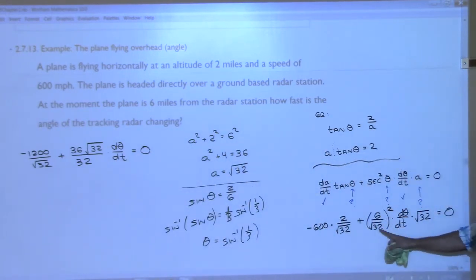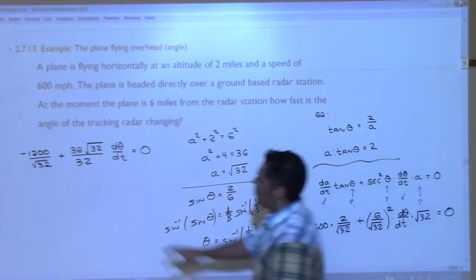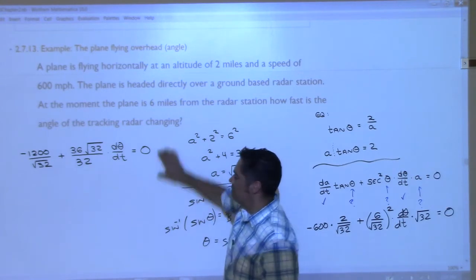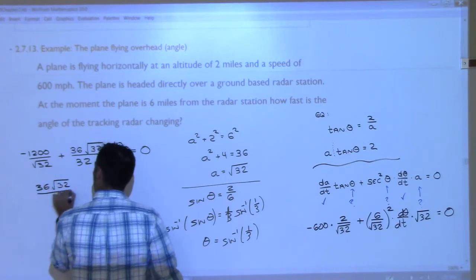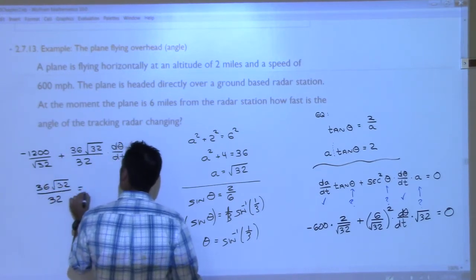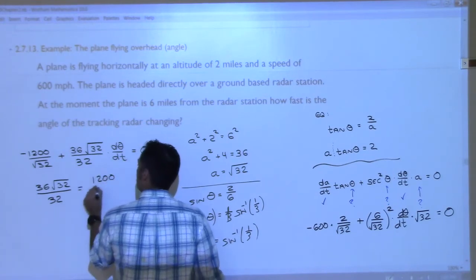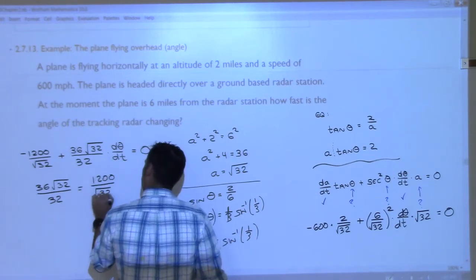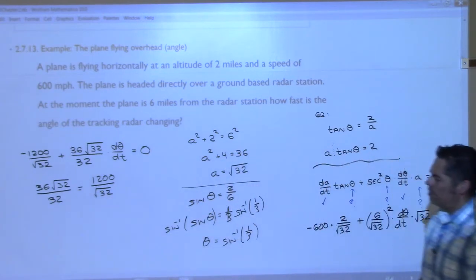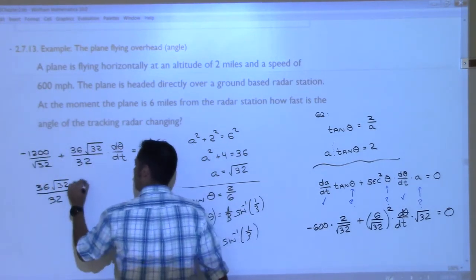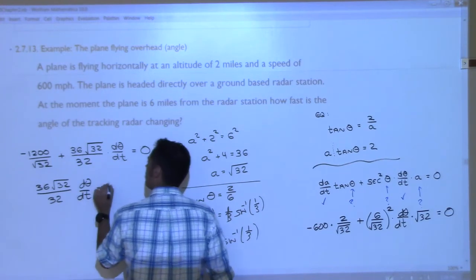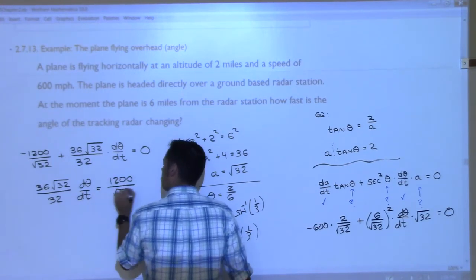Okay, so that's 36 over 32, but then I have to multiply by root 32, put that all in front of d theta/dt. And now to solve this, I'm going to move this to this side. So I'm going to have 36 root 32 over 32 times d theta/dt equals positive 1,200 over root 32. Oops, what am I forgetting? d theta/dt, right? Equals 1,200 over root 32.